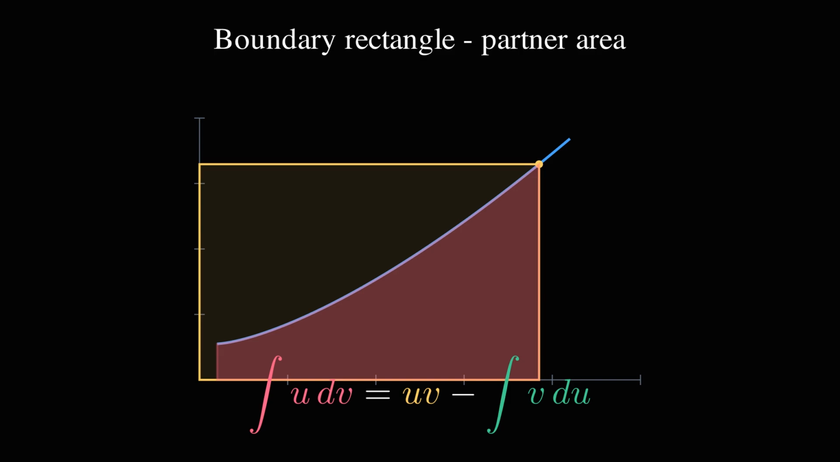The area you want equals the boundary rectangle minus the partner area. That is integration by parts. It is not a trick. It is the product rule turned sideways, accumulated, and drawn as a rectangle.